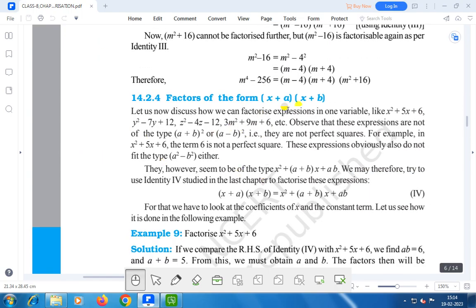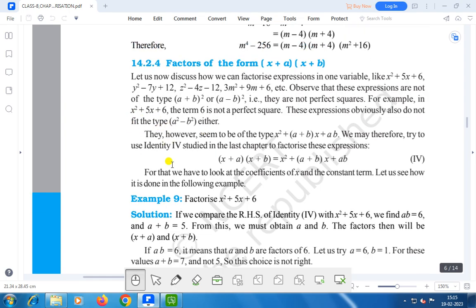Factors of the form (x plus a) into (x plus b). Let us now discuss how we can factorize expressions in one variable like x square plus 5x plus 6, y square minus 7y plus 12, z square minus 4z minus 12, 3m square plus 9m plus 6, etc. Observe that these expressions are not of the type (a plus b) whole square or (a minus b) whole square. That is, they are not perfect squares. For example, in x square plus 5x plus 6, the term 6 is not a perfect square. These expressions obviously also do not fit the type a square minus b square either.